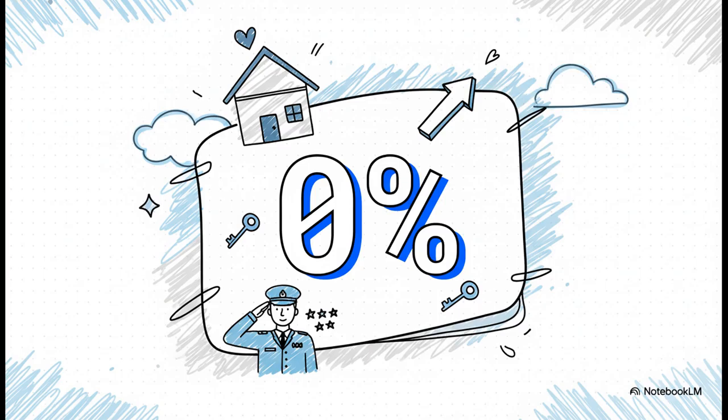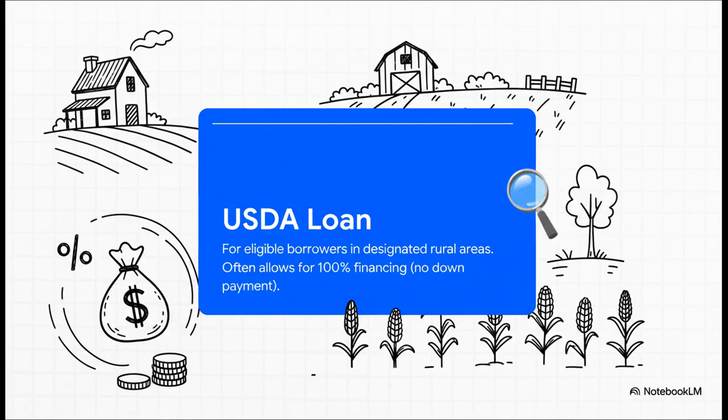For most eligible borrowers, the required down payment on a VA loan is 0%. 0%. That is a total game changer, and it opens the door to homeownership for so many people who have served our country. And rounding out our government toolkit is the USDA loan.